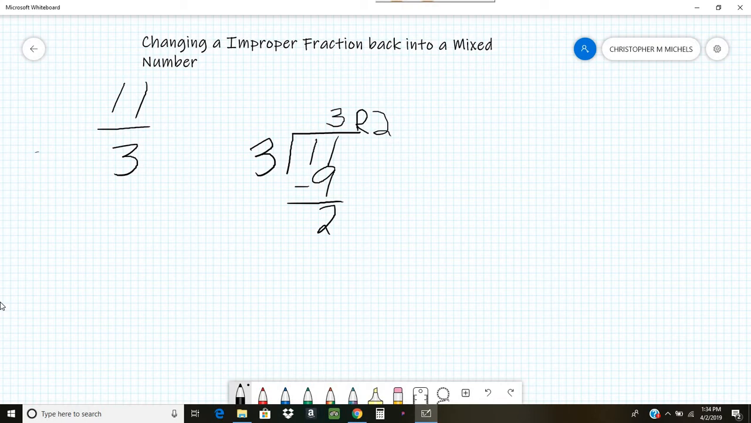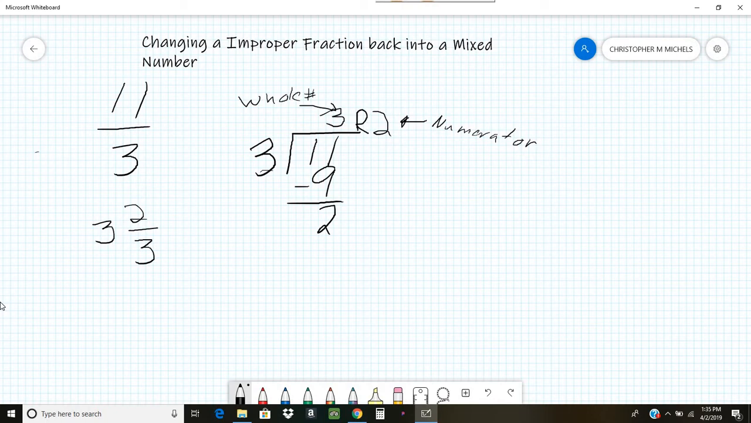Okay, now when you get to this part, we go in 3 times with a remainder of 2. So what you've got to remember is this: how many times it goes in, that's the whole number. Your remainder is your numerator. And you guessed it, the denominator stays the same. So if I want to write this as a mixed number, this will be 3 and 2 thirds.